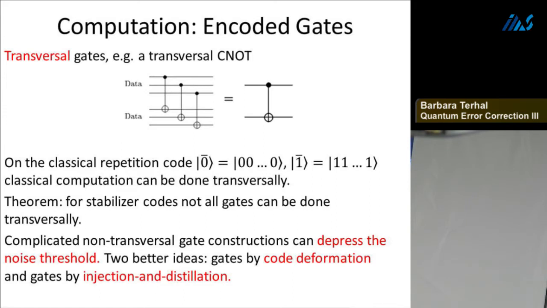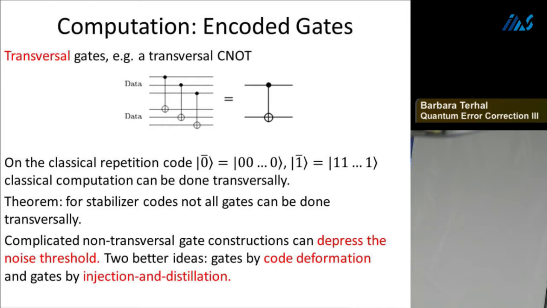So ideally, we would be able to do all gates by transversal operations, and for the classical information, that can be done. So, for example, if you use the classical repetition code, you just repeat all the gates n times, you repeat the whole process n times. That's the way to do it.